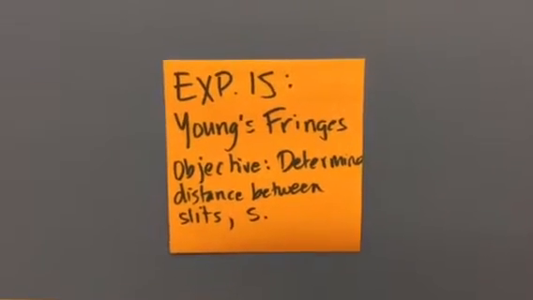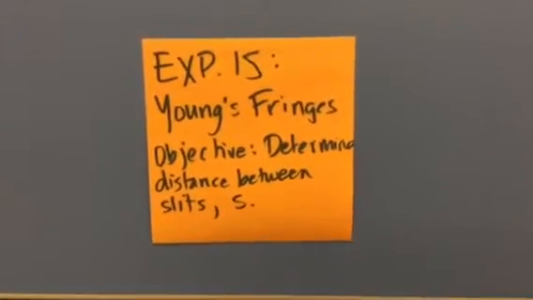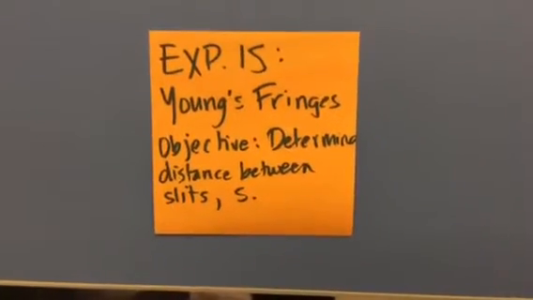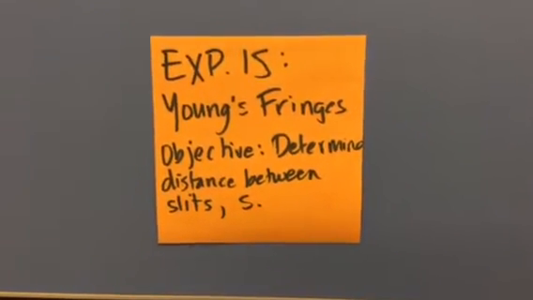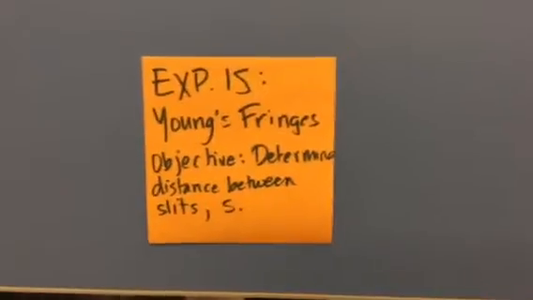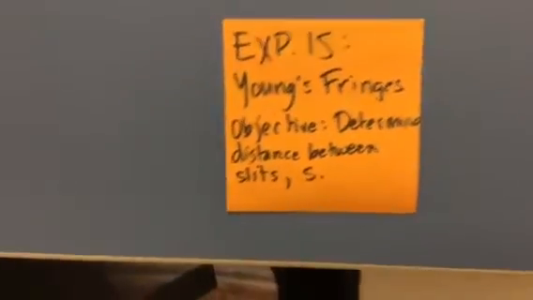So now that you've learned about Young's fringes, which is evidence of light behaving as a wave, I'd like you to actually try the experiment for yourself. Your objective is to determine the distance between the two slits that are cut into this slide. You can choose either A, B, or C by moving the laser, and I'll choose C.